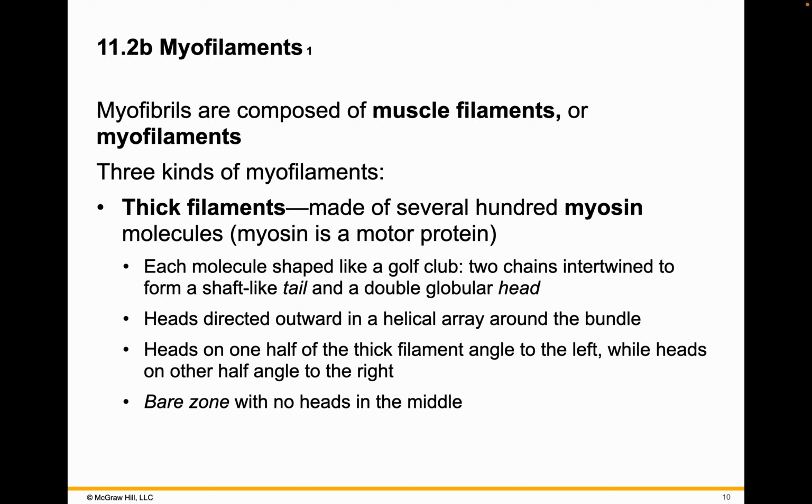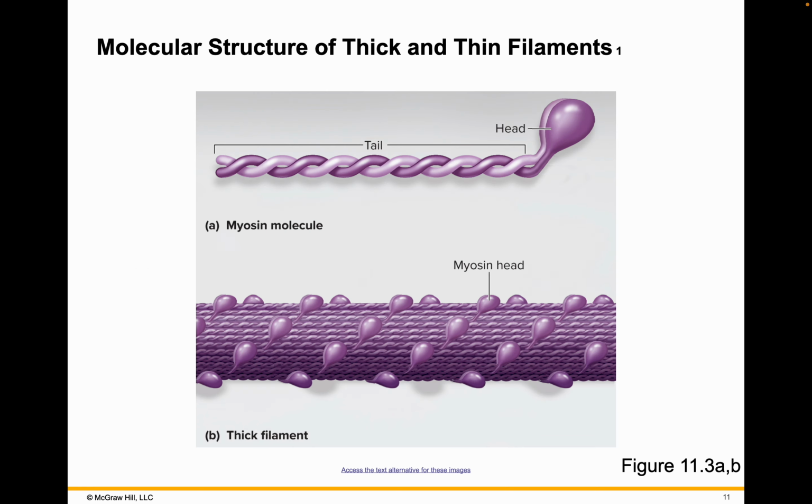Those heads direct outward in a helical array around the bundle. The heads on one half of the thick filament angle to the left, while the others angle to the right. There is a bare zone with no heads in the middle. So there is our intertwined myosin molecule. See it as a cluster, and we get the myosin head.